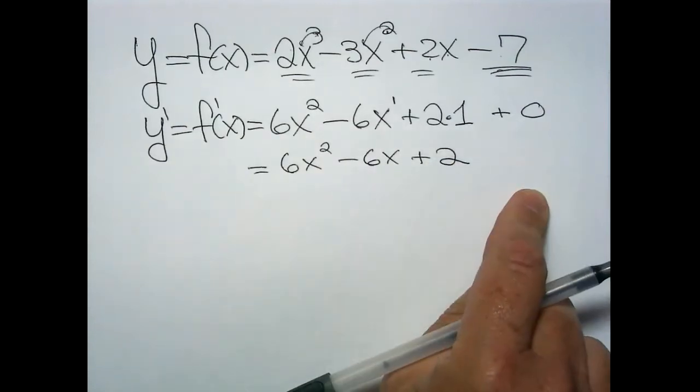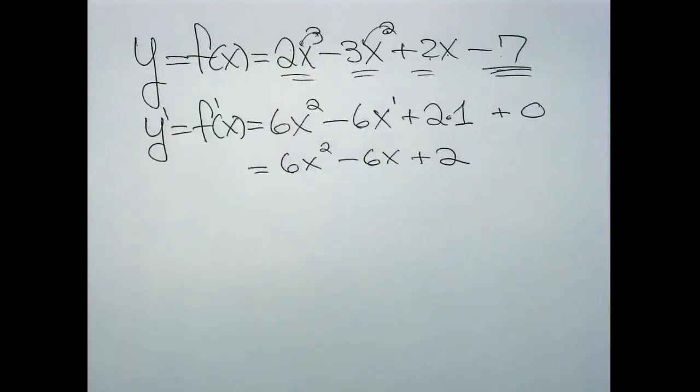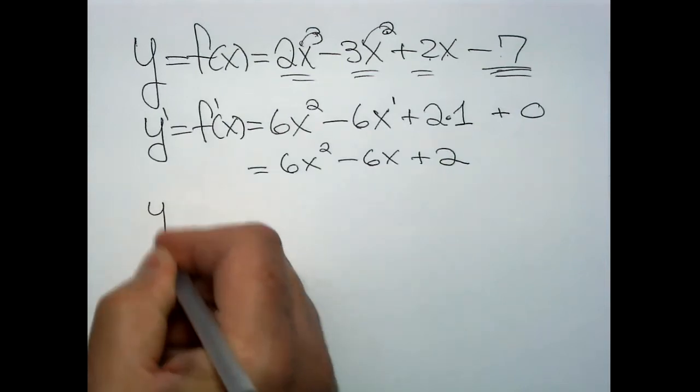So f prime actually is an easier function. It's 1 degree less than the one above, and I'm not surprised because derivatives deduct 1 from the exponent. Let's keep going. Second derivative.